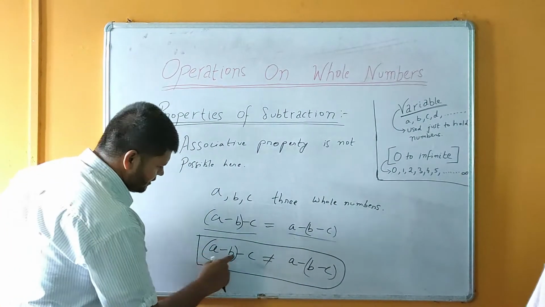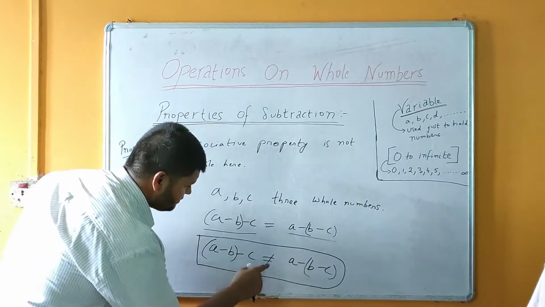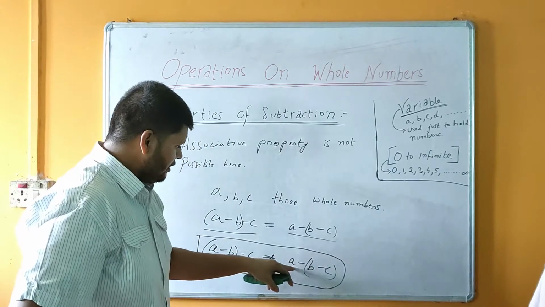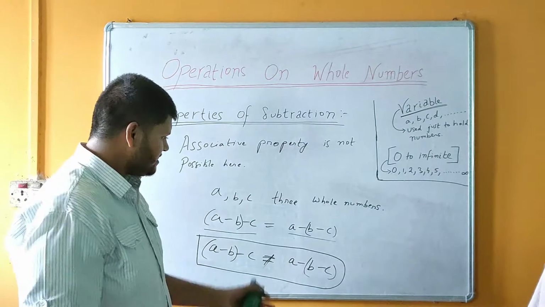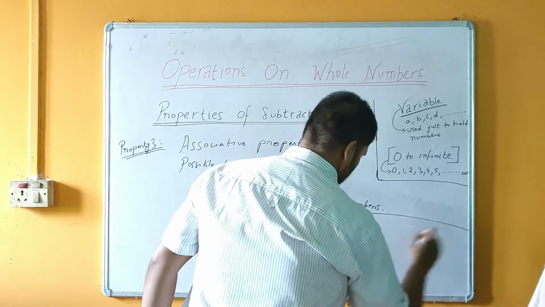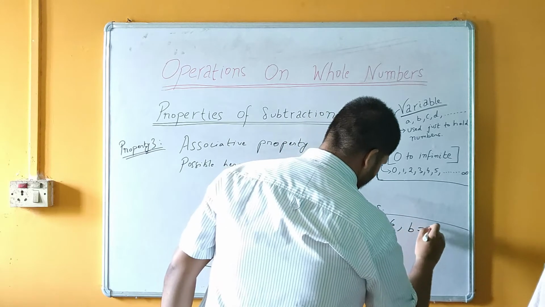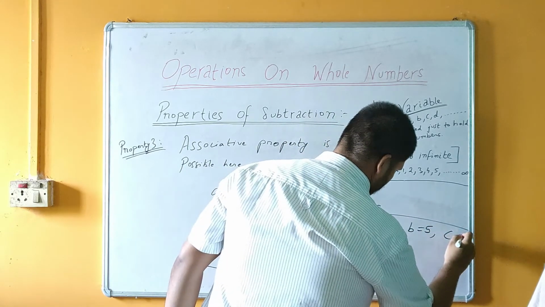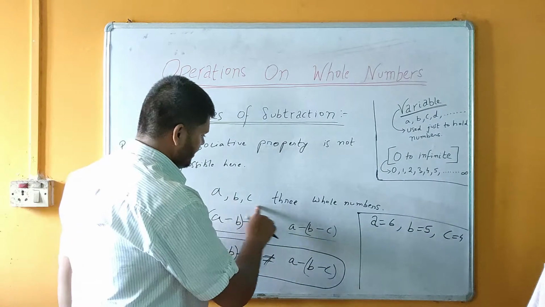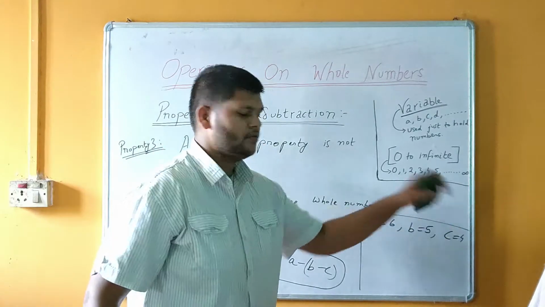What is that? A minus B minus C. When we perform this expression, it must not be equal to A minus B minus C with the brackets placed differently. This is the symbol for not equal to. So let's take an example. Suppose I take the value of A as 6, B as 5 and C as 4.